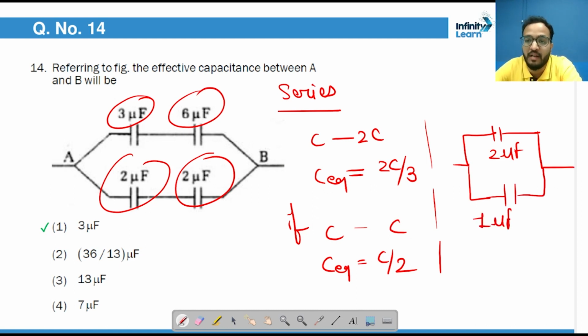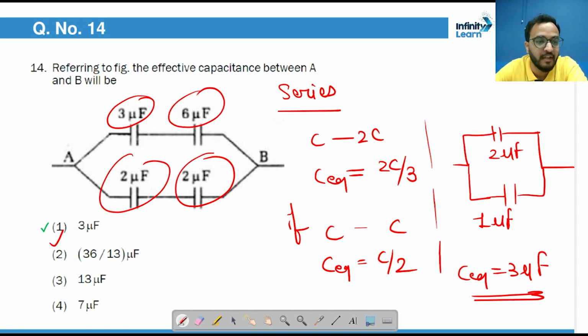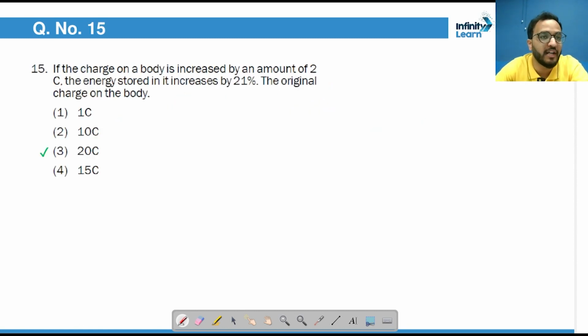1 microfarad. Now 2 and 1 in parallel, they will add. So C equivalent will be 3 microfarad. Got it? So which option is correct? First option is correct. Now let's go to question number 15.